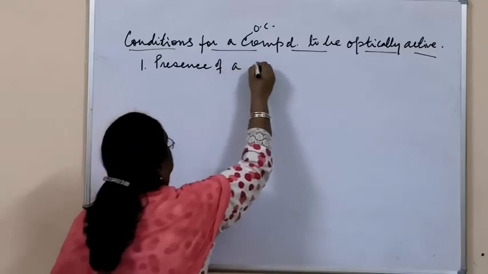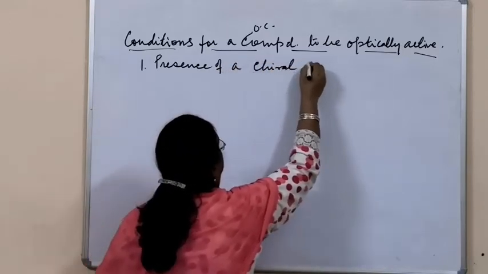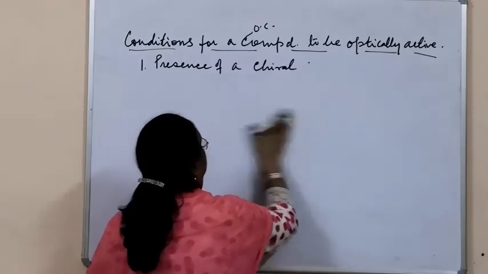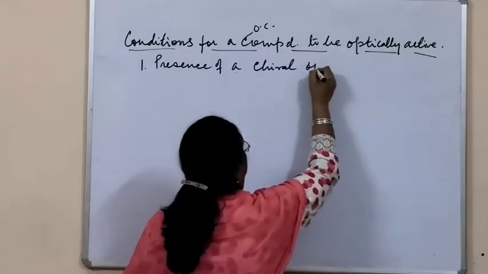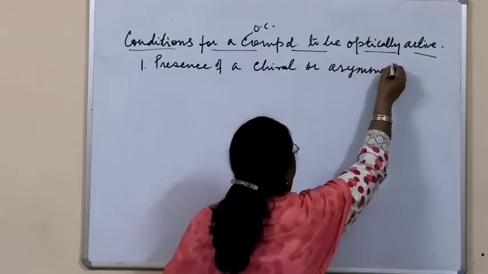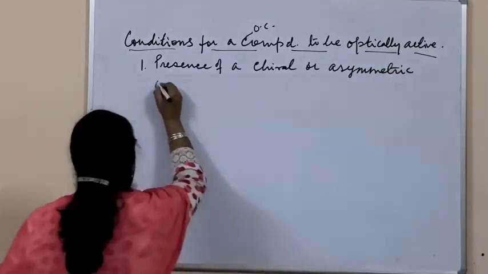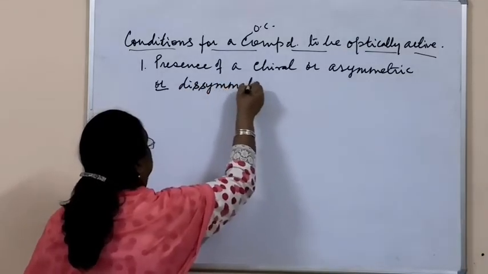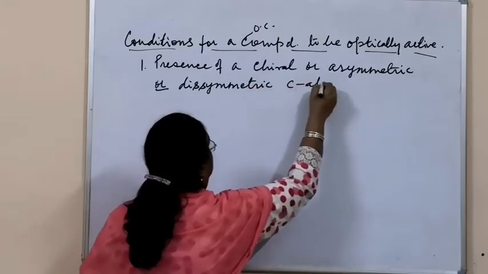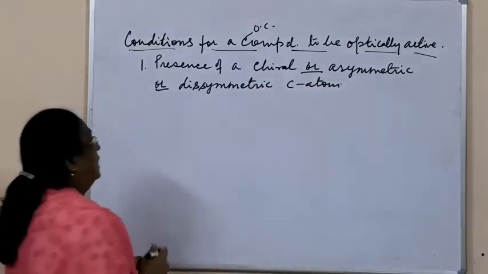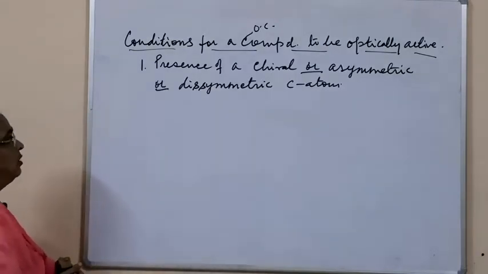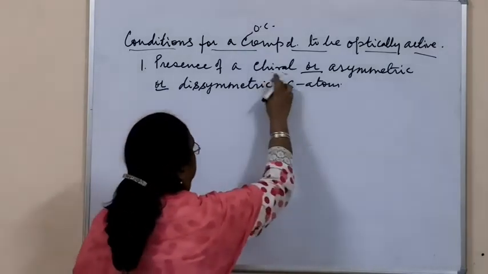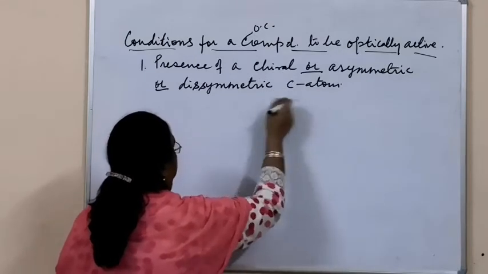of a chiral carbon. I am not saying achiral. If you say achiral, the meaning will be different. I am saying a chiral or asymmetric or dissymmetric carbon atom. So either you say chiral or asymmetric or dissymmetric, the meaning is the same. So what is a chiral carbon atom, or what is the asymmetric or dissymmetric carbon atom?